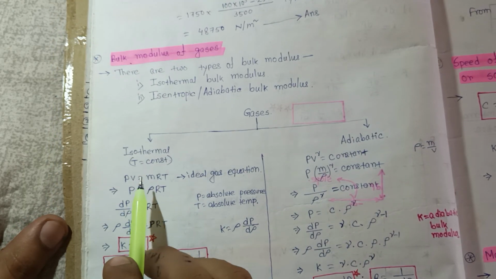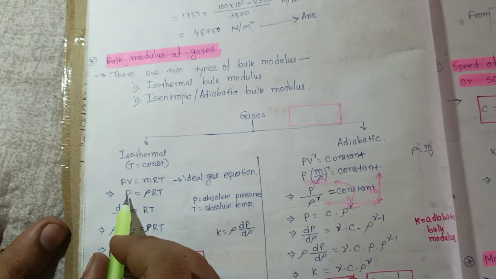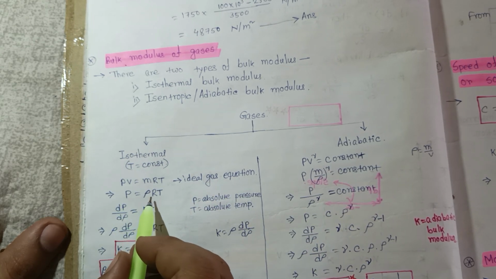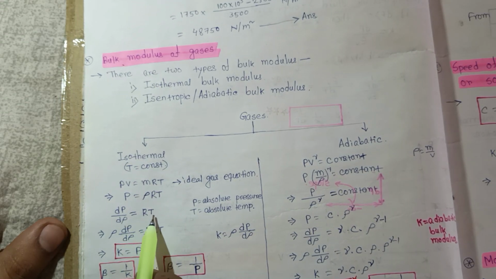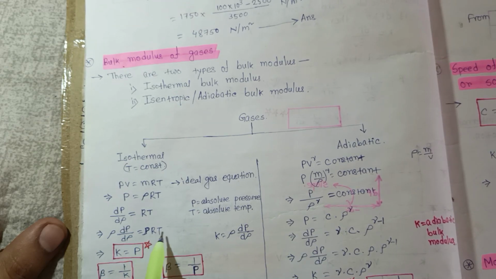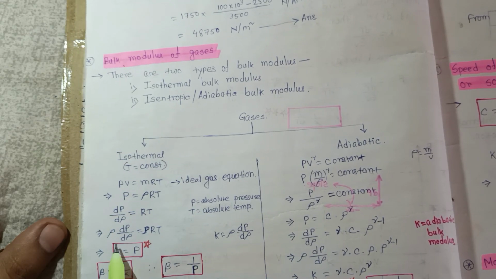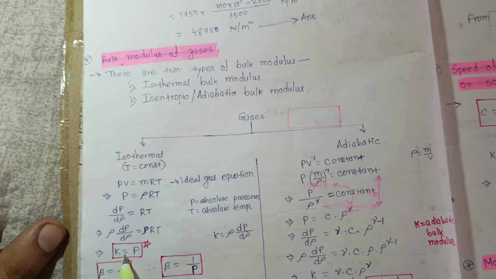So if it is an isothermal case, PV equals mRT, which we know is the ideal gas equation. From here you can say that P equals rho RT. So dP by d rho equals RT. Multiplying by rho on both sides, rho dP by d rho equals rho RT, and rho RT means P. So rho into dP by d rho, we know that is K. The K formula means rho into dP by d rho, as we saw in the previous lecture. So K equals P.